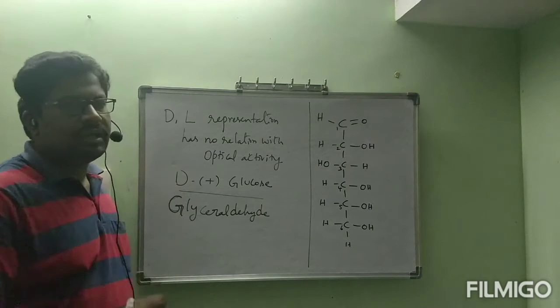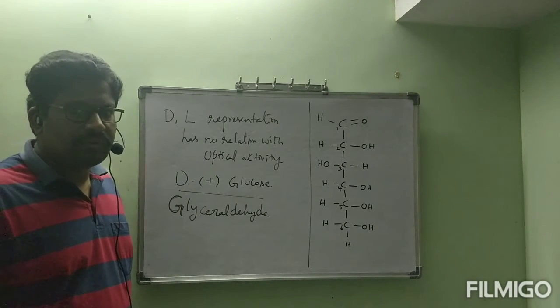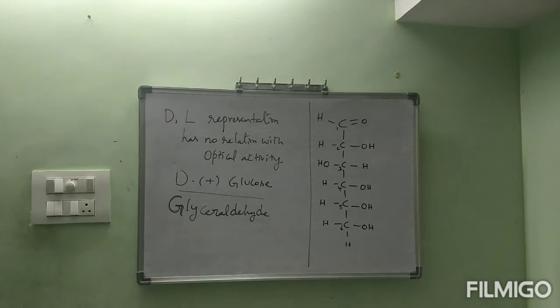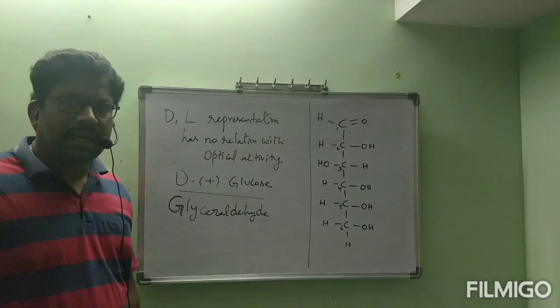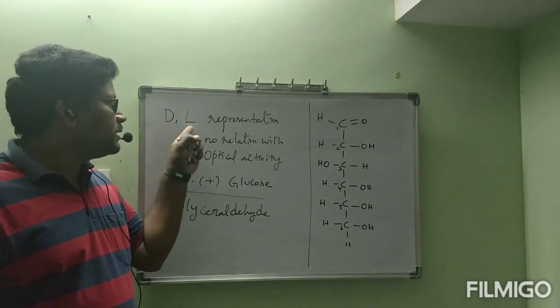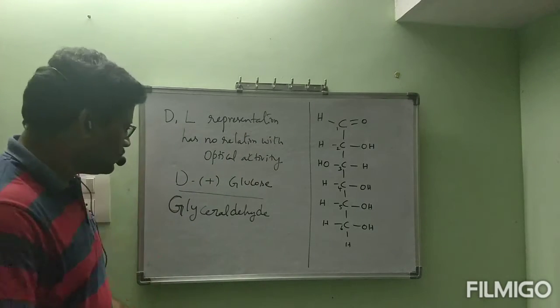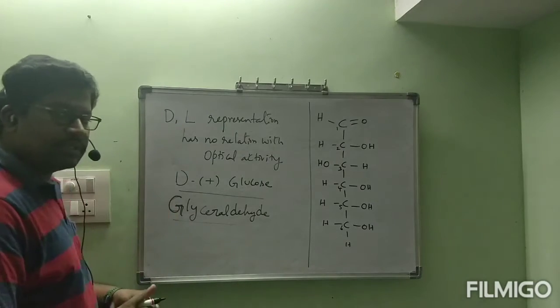Now we will see the structure of glyceraldehyde and how we are going to relate that structure with this capital D, capital L representation. Just go through whatever I wrote, all of you. What did I say? Only the small d, small l representation represents optical activity. Capital D, capital L representation has no relation with optical activity. Now we will see the importance of glyceraldehyde.